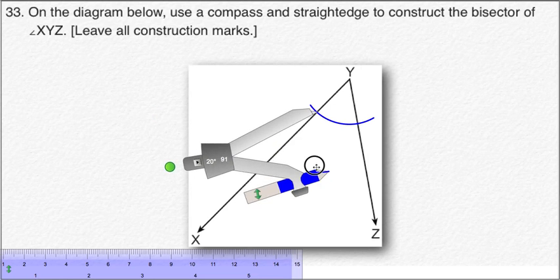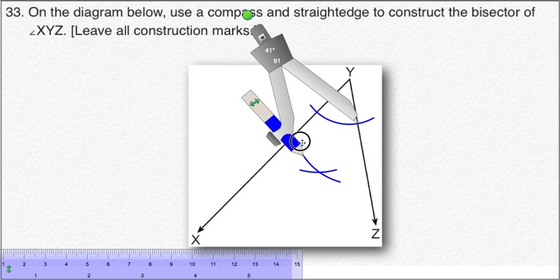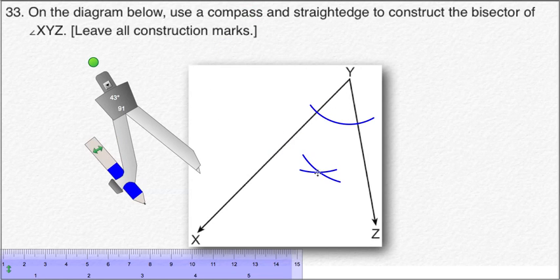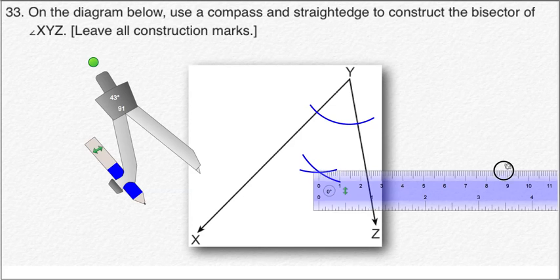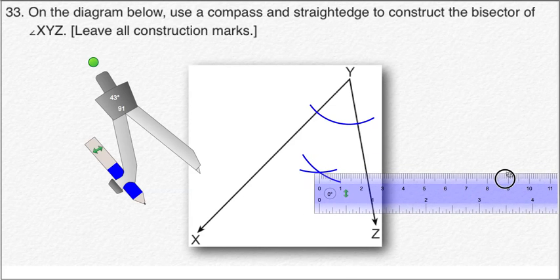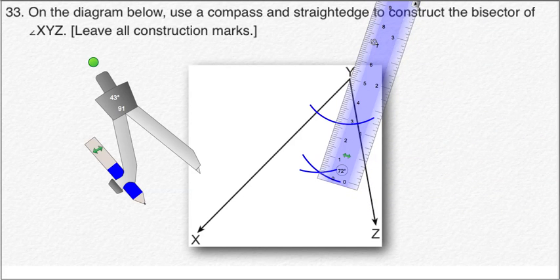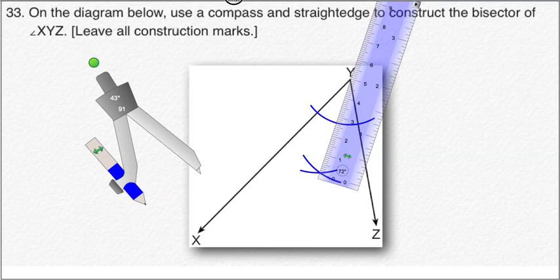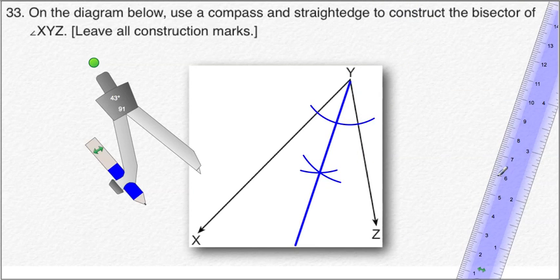Just draw another arc and go to the other side without changing the width. Keeping the width, you're gonna draw another arc. Then you will realize the intersection between those two arcs that you have created. Now what you're going to be doing is you will connect the vertex and that particular intersection. Alright, that means that new blue line must be the angle bisector.